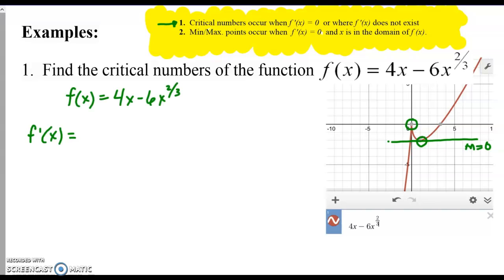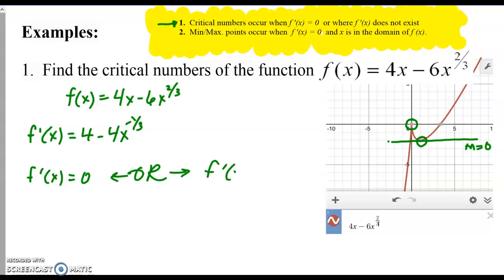Okay, so we have the function f of x here. Let's find the derivative, which we can easily do. The derivative will be 4 subtract 4x to the power of -1/3. Okay, so the critical numbers occur when the derivative is equal to 0, or when the derivative does not exist. Okay, we've already looked at the graph, so we know the answer. The x value is where this is going to happen. Let's show the work mathematically.